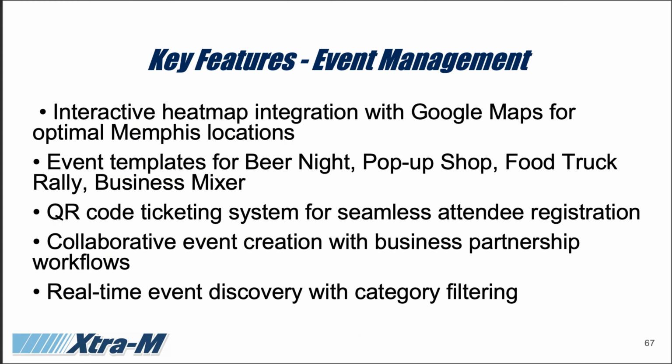So the key features: we integrated with Bell Maps to show a map of the current active events in the city. We have some event templates for beer night, pop-up shops, food truck rallies, and business mixers. We also have a QR code ticketing system for seamless attendee registration, collaborative event creation with business partnerships, workflows, and real-time event discovery with category filtering.